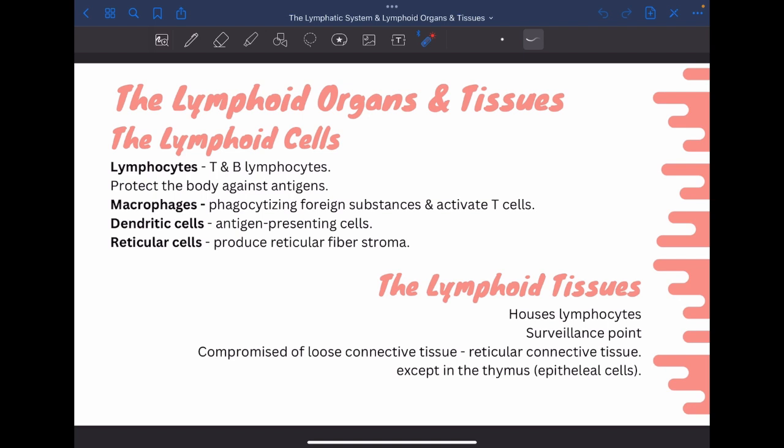Something also worth mentioning when it comes to lymphocytes is their continuous circulation. They're continuously going between circulatory vessels, lymphoid tissue, loose connective tissue in the body, and so on, to ensure that they are well aware of everything that's happening around the body. So these are the lymphoid cells and the lymphoid tissue.